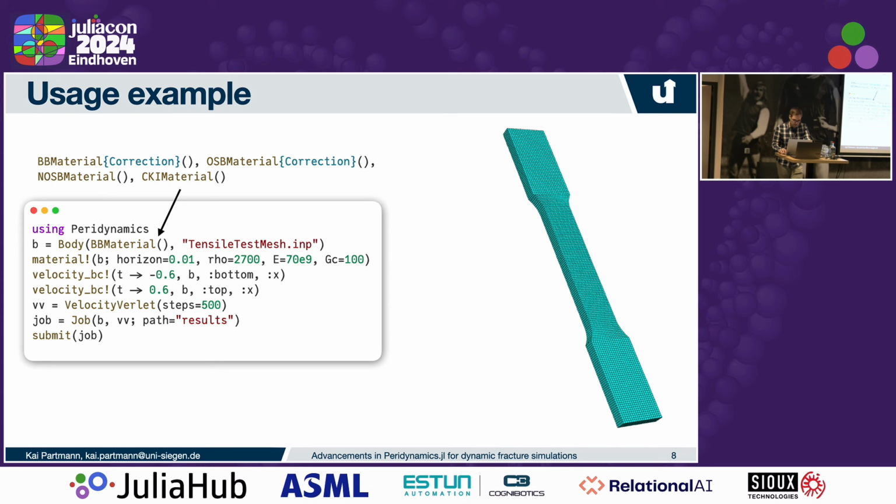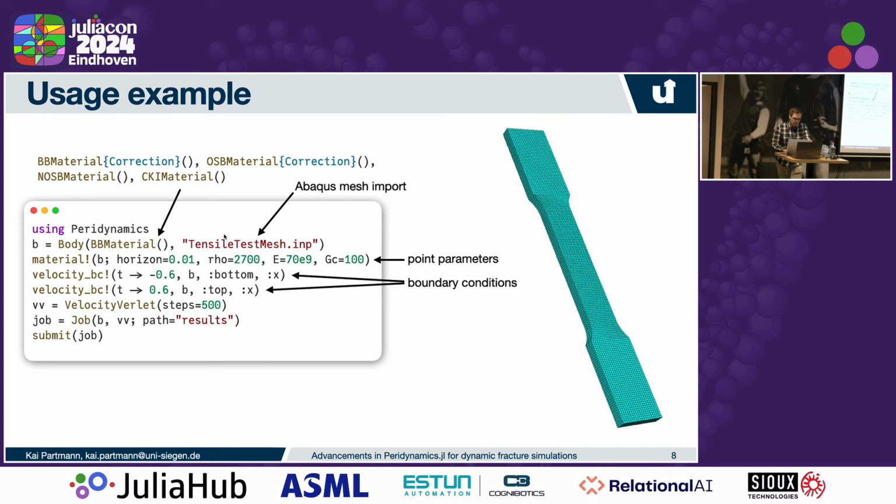You can then import Abaqus meshes into the simulation, and the elements will be converted to points. You can specify material parameters for that body, then boundary conditions, and you can even define element sets inside of Abaqus, and these sets will be recognized and converted to point sets here in the package.